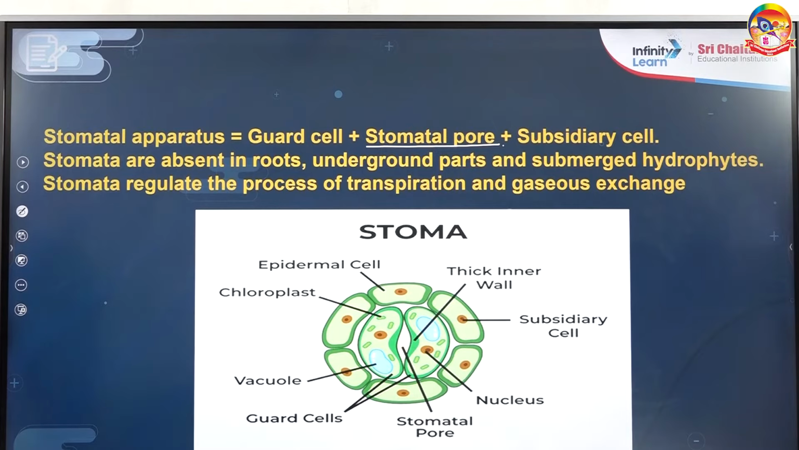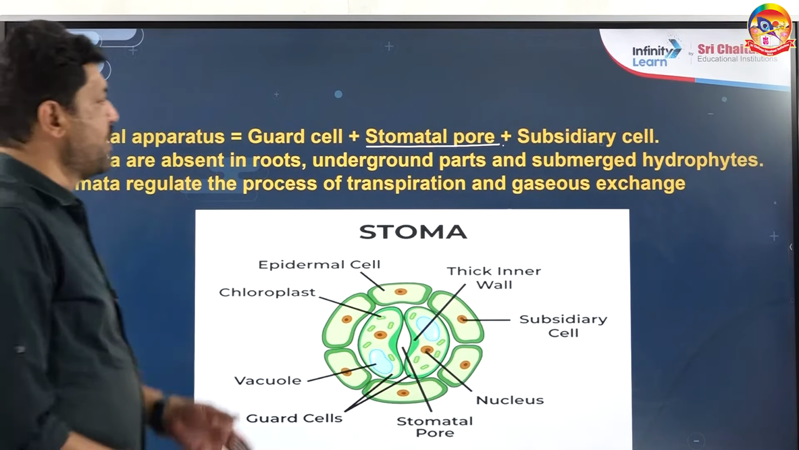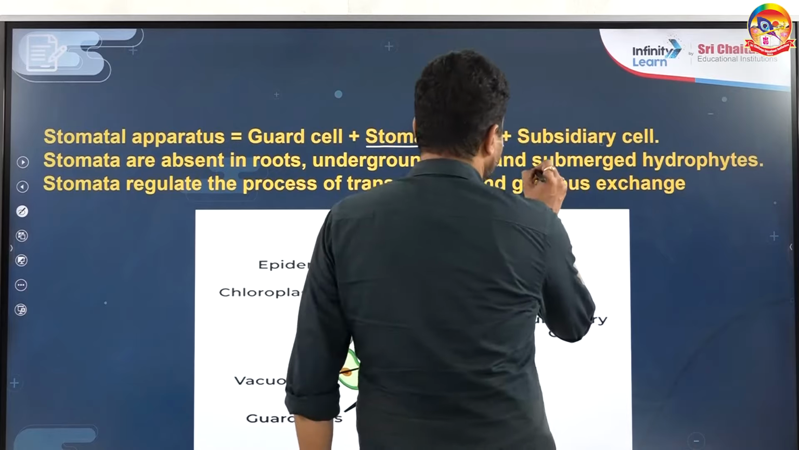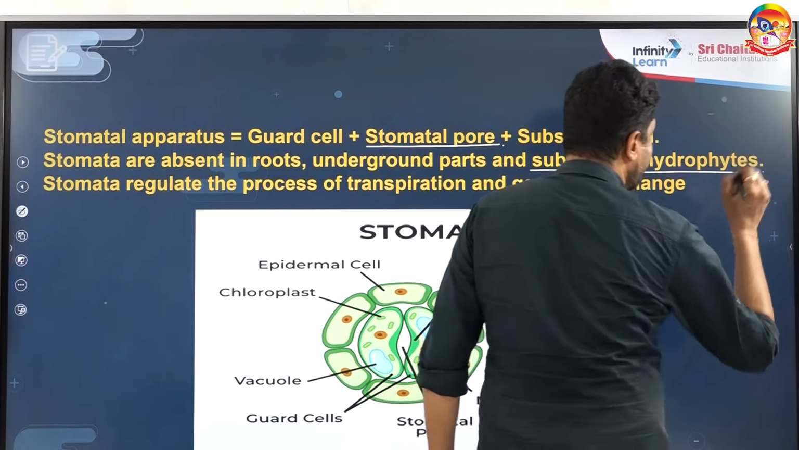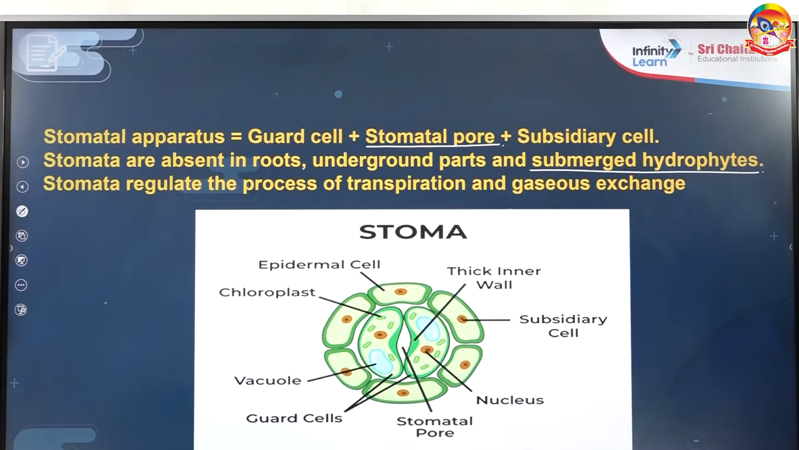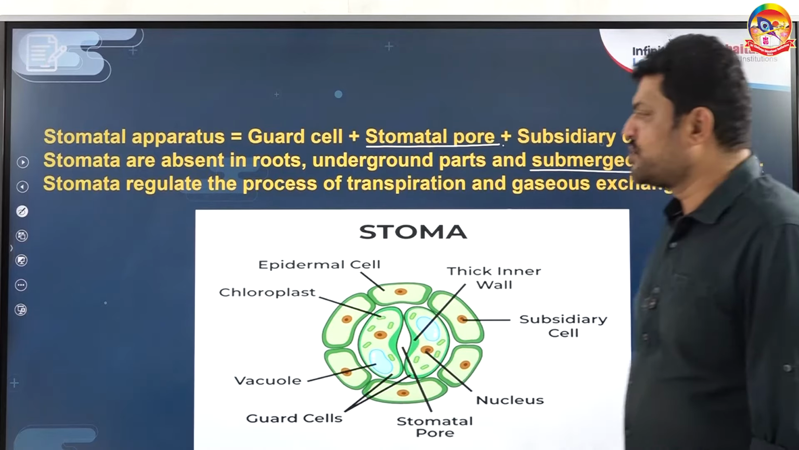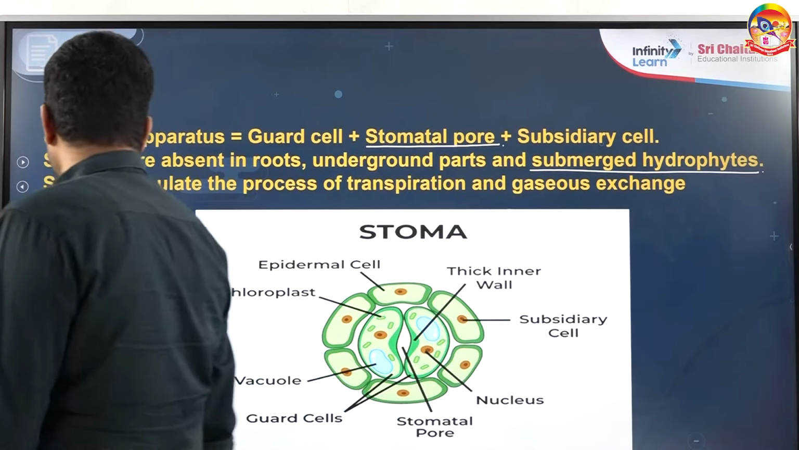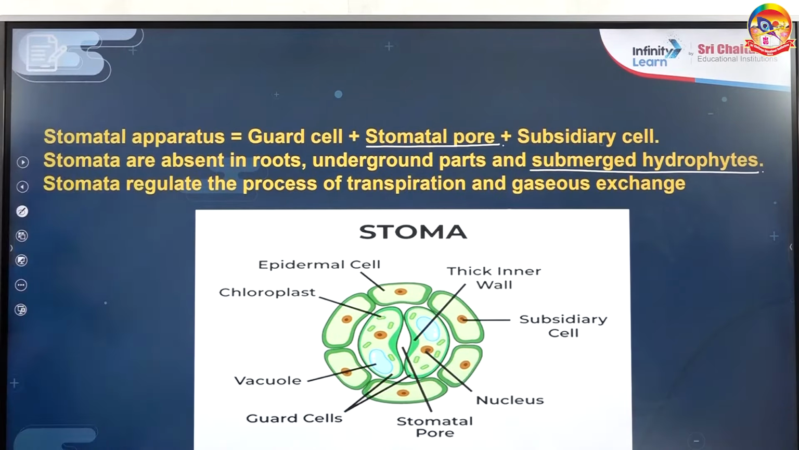Assertion: stomata are absent in submerged hydrophytes. Reason: exchange of gases takes place throughout the periphery of the plant body. A and R are true, correct explanation. Exchange of gases takes place throughout the plant body in submerged hydrophytes, so there is no specific function of the stomata. Stomata regulate the process of transpiration and gaseous exchange.